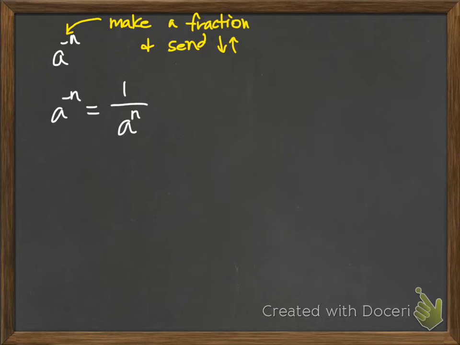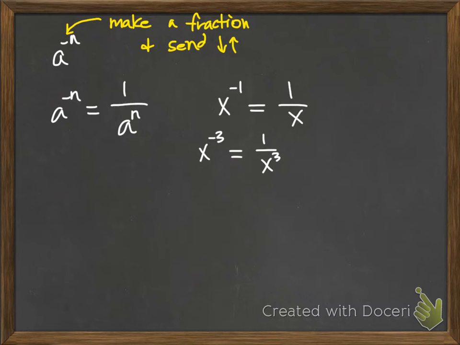So if I have x to the negative 1, my negative goes away, I send it to the bottom of the fraction, this is just 1 over x. If I have x to the negative 3, the negative goes away, and my x to the 3 goes in the bottom.